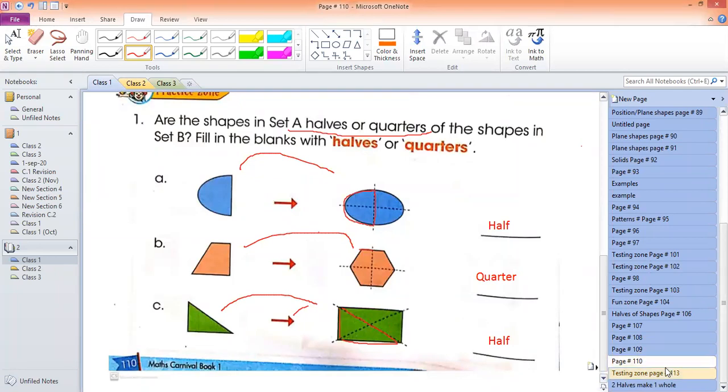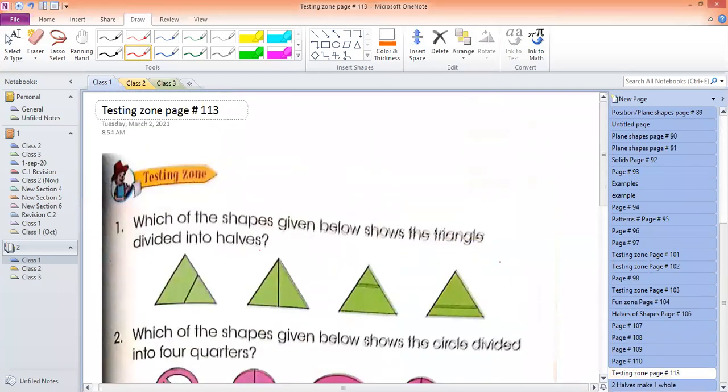Today we are going to start with the testing zone, which is on page number 113. So guys, open your book, page number 113, please. Did you open, guys?